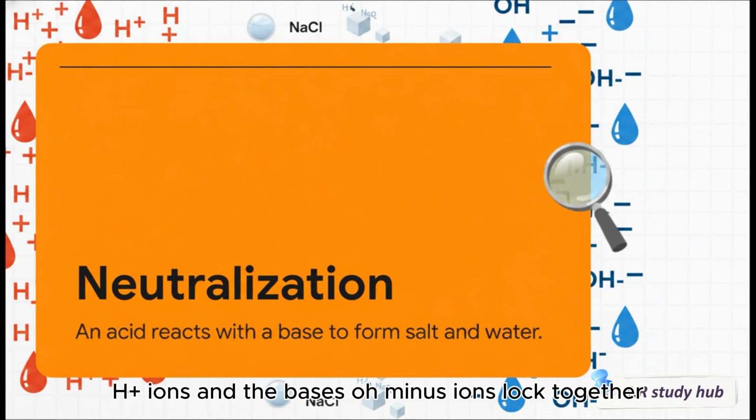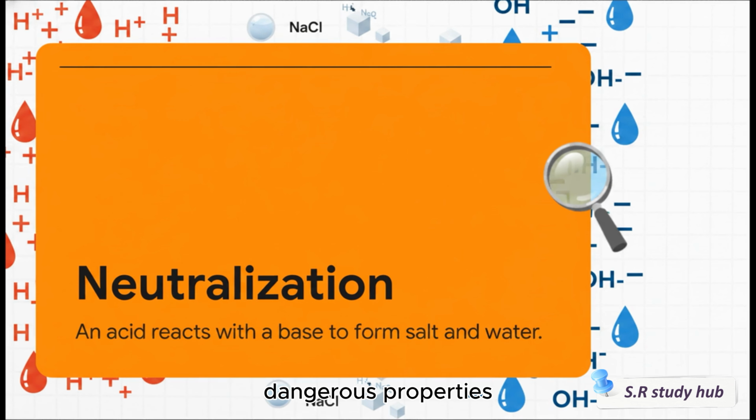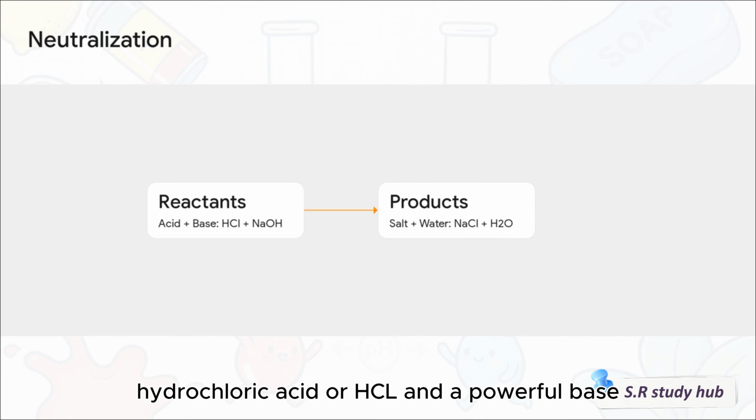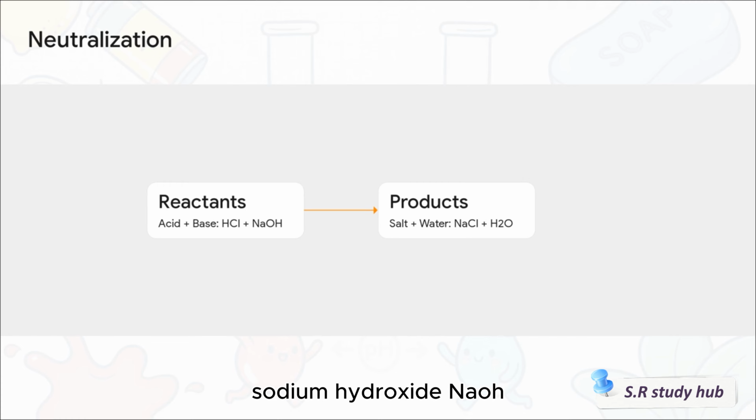The acid's H+ ions and the base's OH- ions lock together, completely canceling out their intense, dangerous properties to form something entirely peaceful: salt and water. Let's walk through the exact chemistry of how this clash goes down. In step 1, the reactants. We bring in a really powerful acid, hydrochloric acid, or HCl, and a powerful base, sodium hydroxide, NaOH.